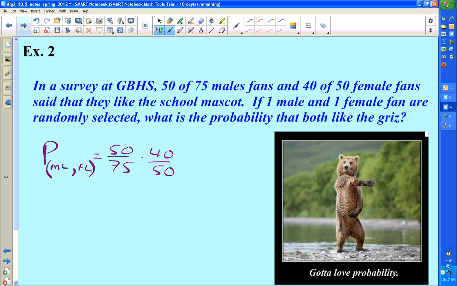So again, independent, what happened with the guy doesn't have any impact on the girl. We can multiply, we can cross cancel first. The 50 certainly can go. 40 over 75 are both divisible by 5. So you get 8 and 15. So the probability you're going to choose a guy and a girl who both like the mascot is 8 out of 15.